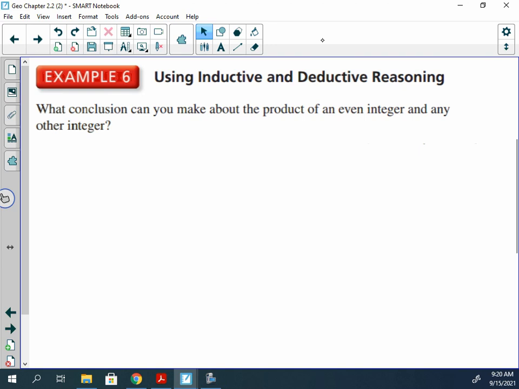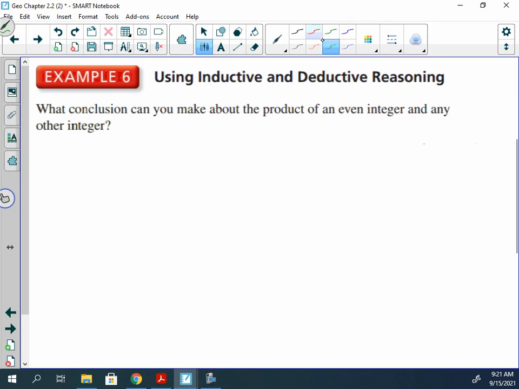Okay. Let's look at this next one, using inductive and deductive reasoning. What can you conclude about the product of an even integer and any other integer? Well, what are we using? Inductive or deductive? Because it could be one or the other. Do you have any facts about even and other integers? No? Do we have any idea what we could do to figure this out?